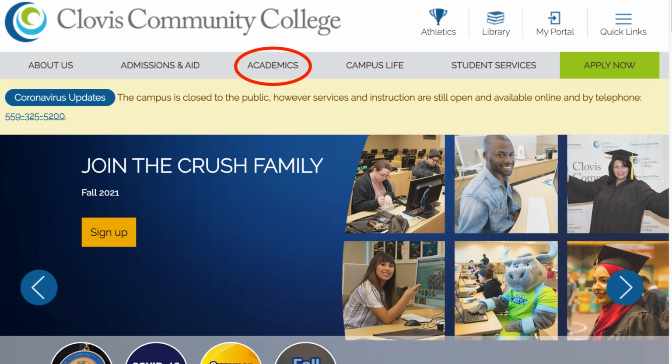Before we get started, you can access the final exam schedule by going to the Clovis community website and clicking on Academics. There, you should be able to find the final exam schedule for your semester. There are a few things we want to note before taking a look at all these charts.